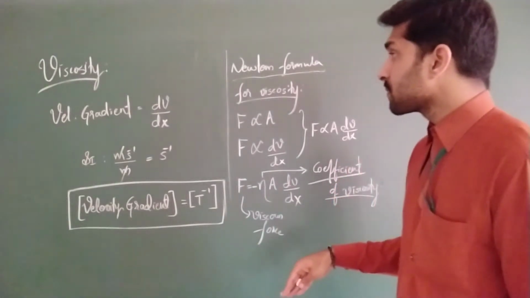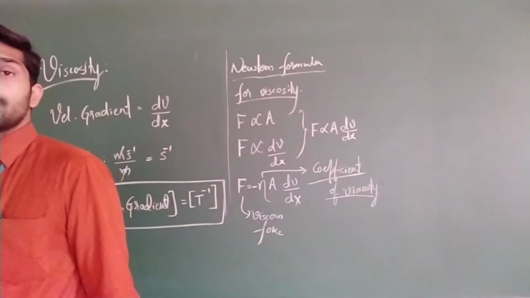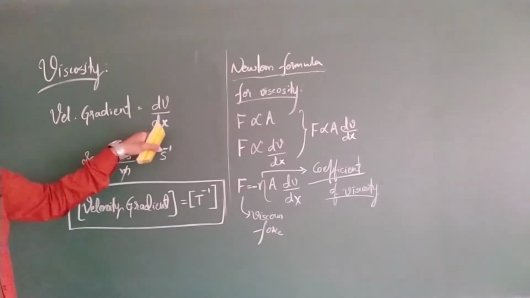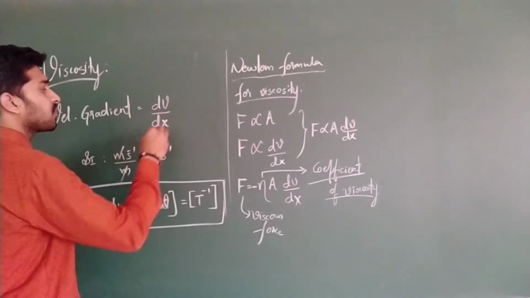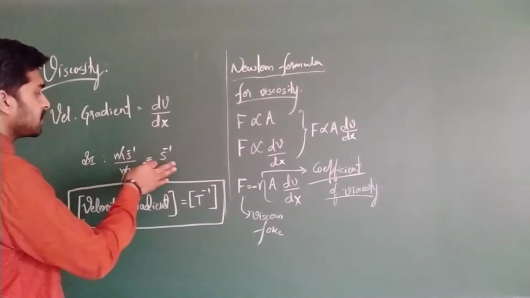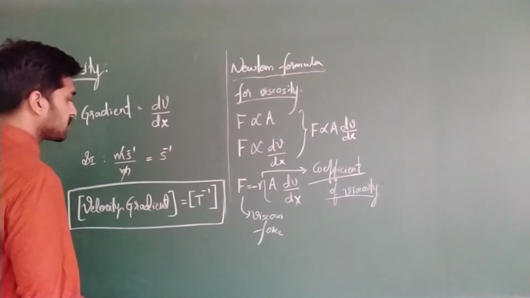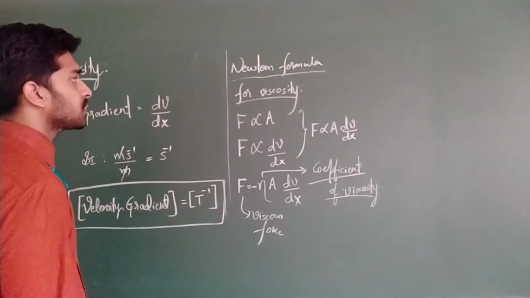So velocity gradient is nothing but the rate of change of velocity with respect to perpendicular distance, by that fluid material in the direction of motion of the fluid. Clear? If we calculate the SI unit, it will be s power minus 1. The dimensional formula for velocity gradient is T power minus 1.